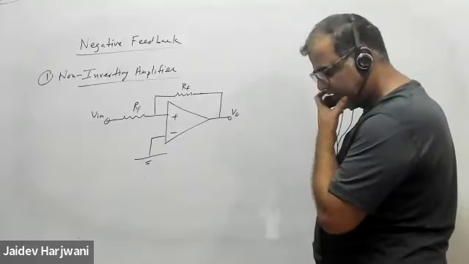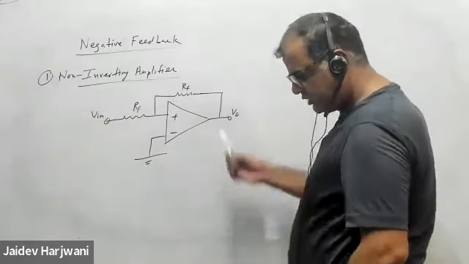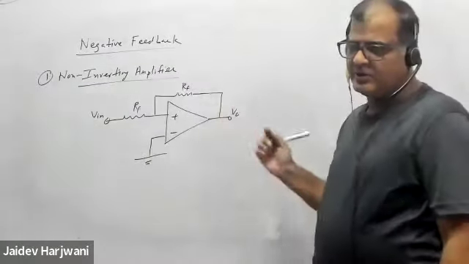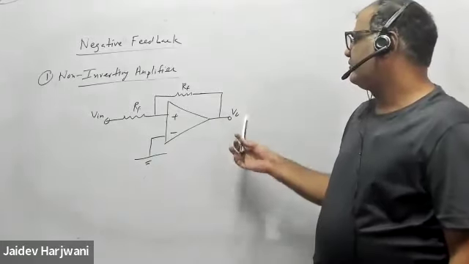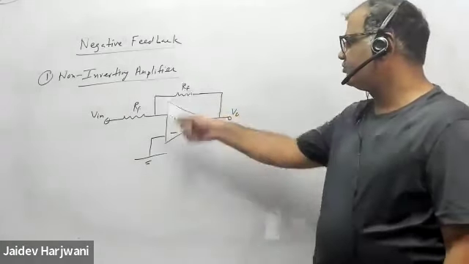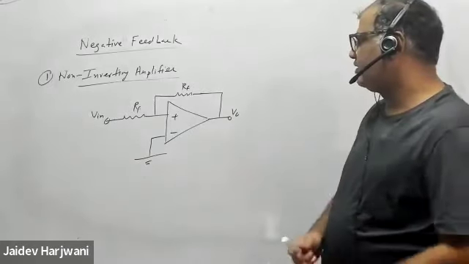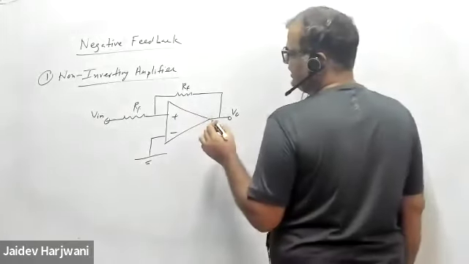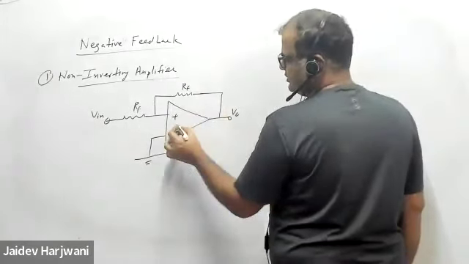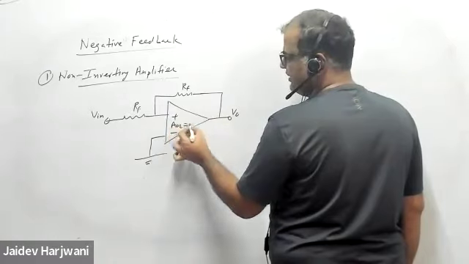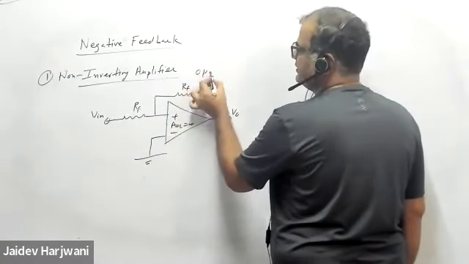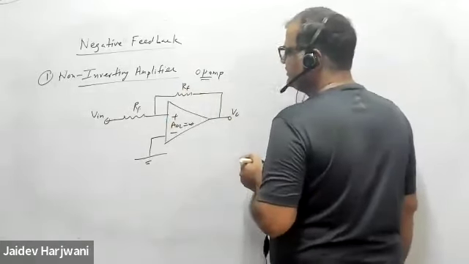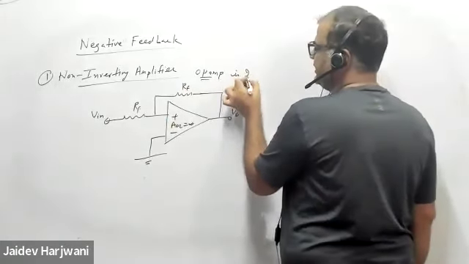Now I am going to get the formula. I'm going to solve this inverting amplifier output formula for closed loop. Open loop you already know. If it's a closed loop, what is the formula for V naught? First case, op-amp is ideal. So when I say AOL is infinite, op-amp is ideal. Ideal case and practical case, both the things we'll see.